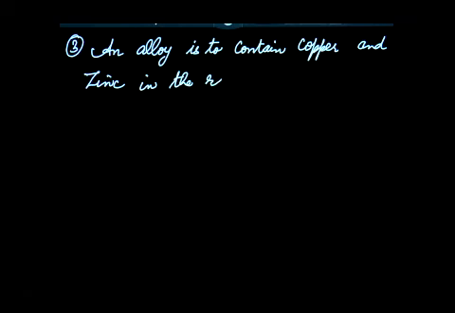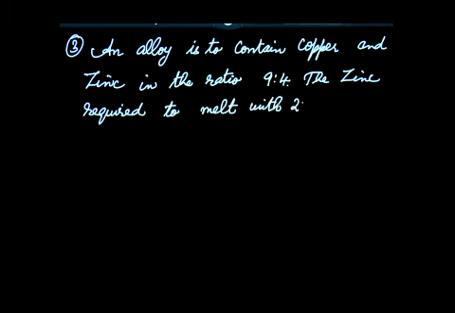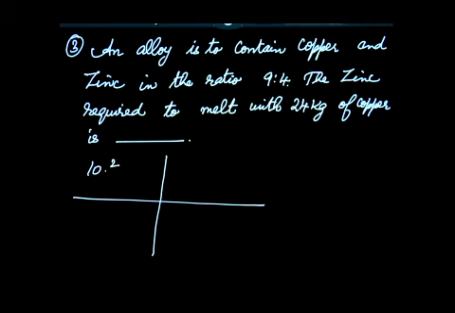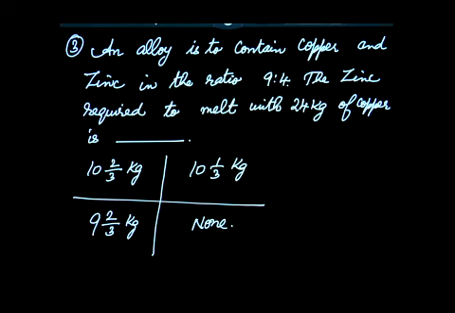Third problem. An alloy is to contain copper and zinc in the ratio 9:4. The zinc required to melt with 24 kilograms of copper is dash. For these types of sums, we have to put a checklist. Zinc, copper. Our problem is asking about zinc. So we have to write zinc, copper. In the place of zinc we have to write 4 parts. In the place of copper we have to write 9 parts.